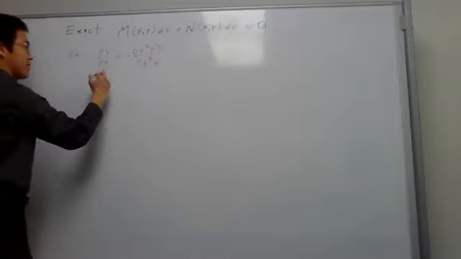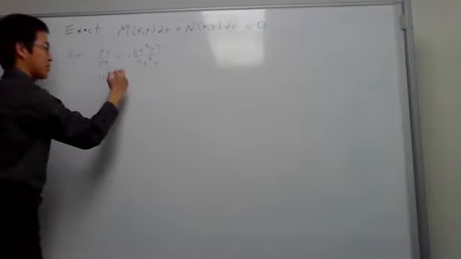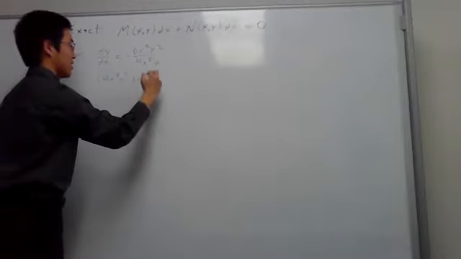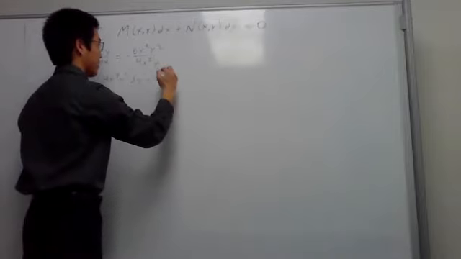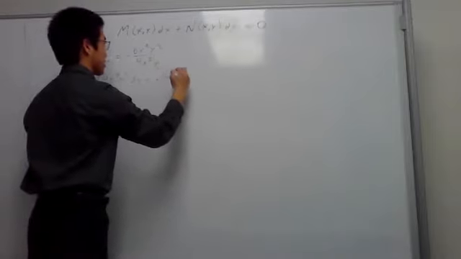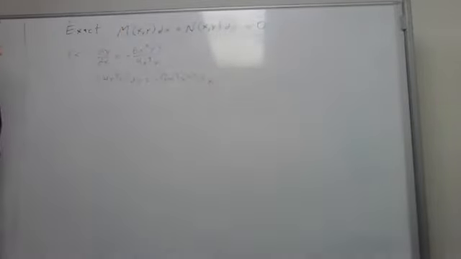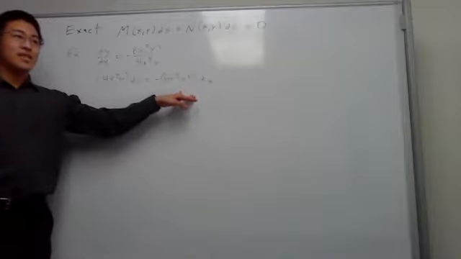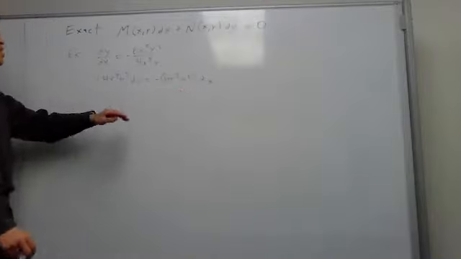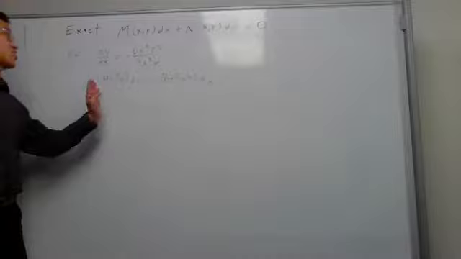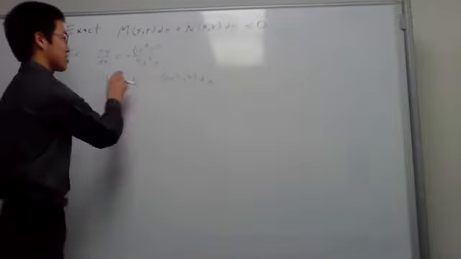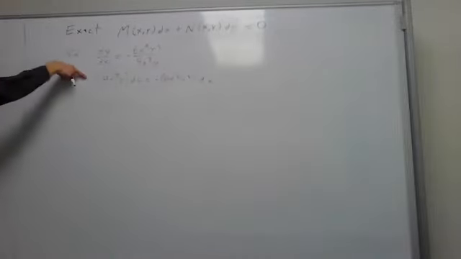So we would have 4x cubed y dy equals negative 6x squared y squared dx. Now, this isn't quite in the form of an exact equation, right? Because it needs to be an M expression dx plus an N expression dy. So we need this on this side. All we've got to do is just add this over here.